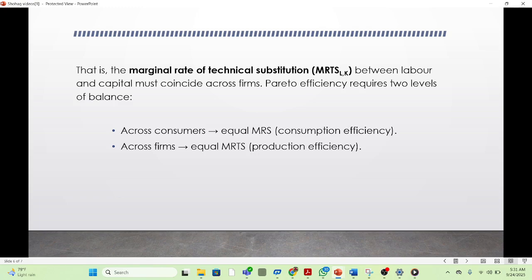Feasible production output lies on the PPF. Good Y equals G of L bar minus Lx, K bar minus Kx. Efficiency condition: MRT equality, marginal product of X with respect to L over marginal product of X with respect to K, that is labor over capital, equals marginal product of Y with respect to L divided by marginal product of Y with respect to K.